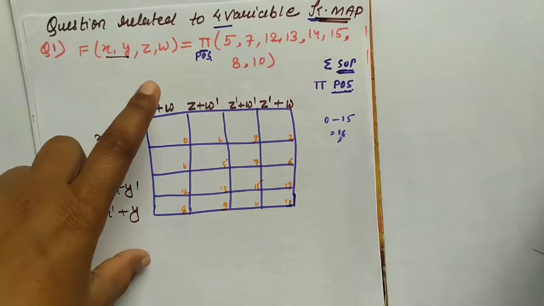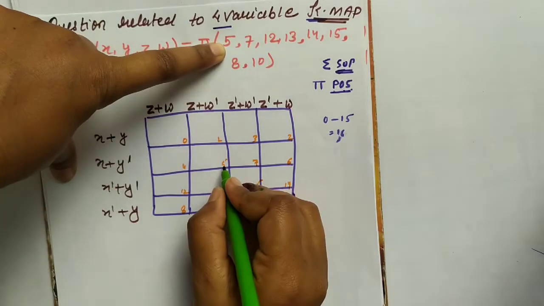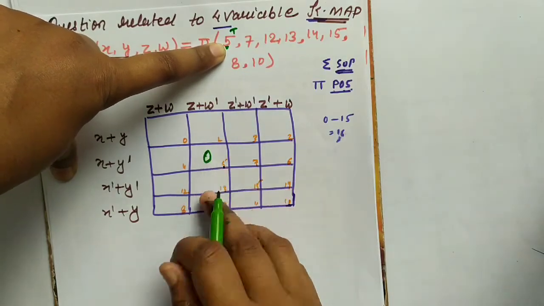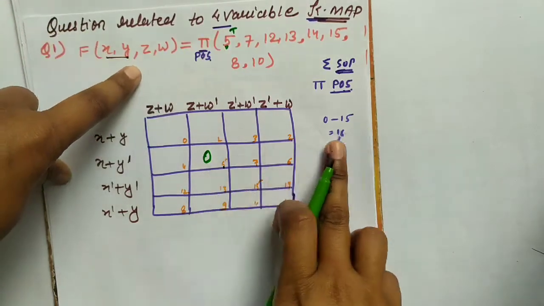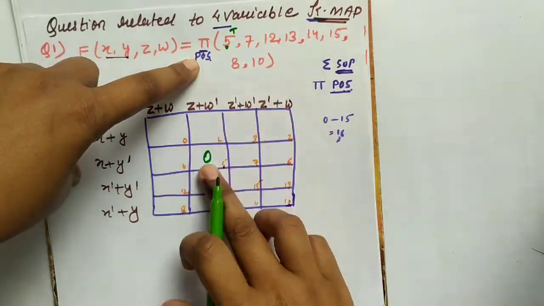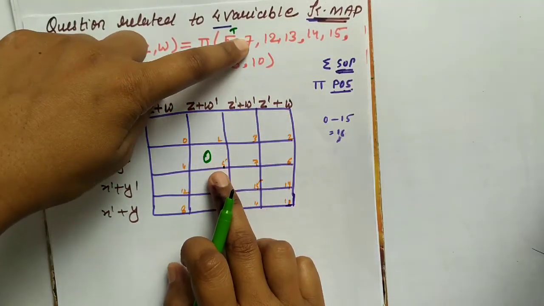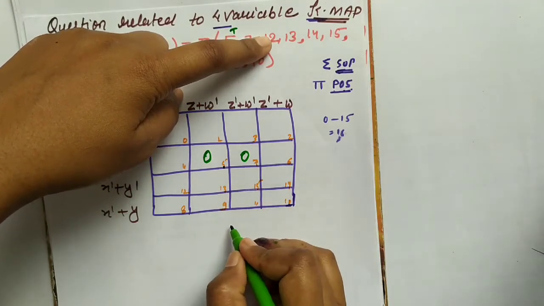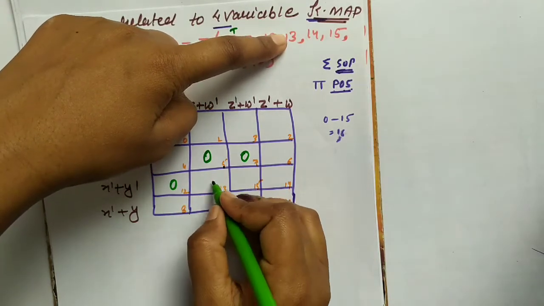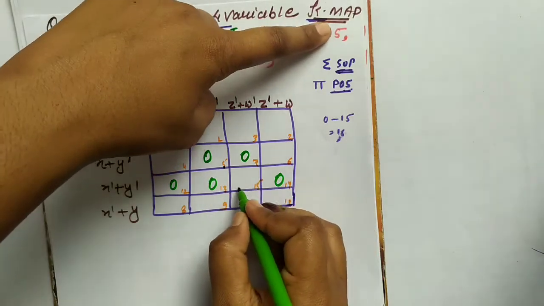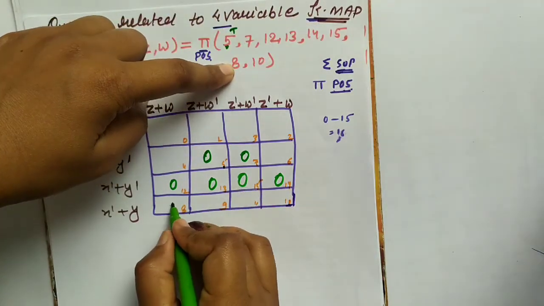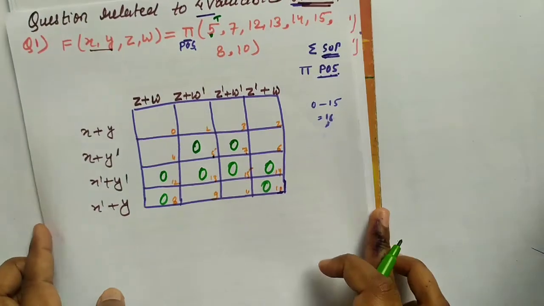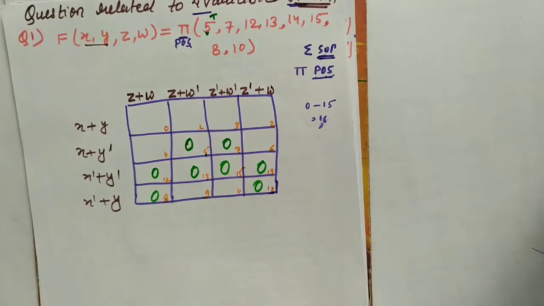So first one is 5. In the place of 5, that means true, we put a 0. Why do we not put a 1? Because it is in the form of POS. So in the POS we put a 0. Then 7, in the place of 7 we put a 0. Then 12, where is the 12? This is the 12. Then 13, then 14, 15, 8 and 10. So these are the values in the POS.